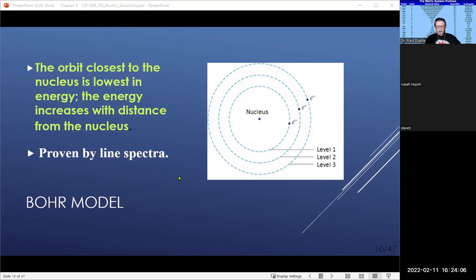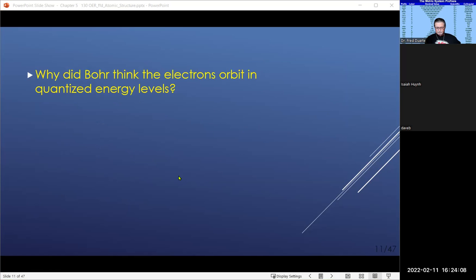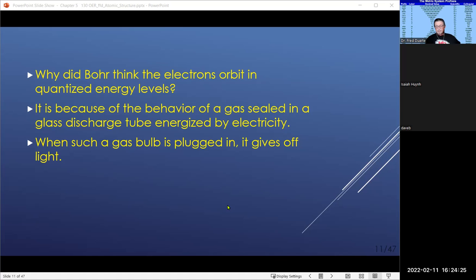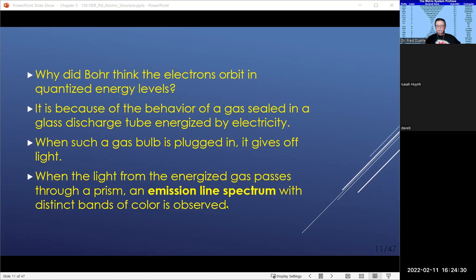This is shown by what is called the line spectrum. Basically, Bohr realized that taking a gas or an element and putting it into a sealed, vacuumed glass tube, basically making a fluorescent tube, it will give off light. And that light is then passed through a prism, which separates the light that is emitted, and what we generate is what is called an emission line spectrum.